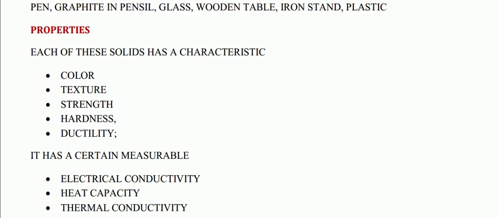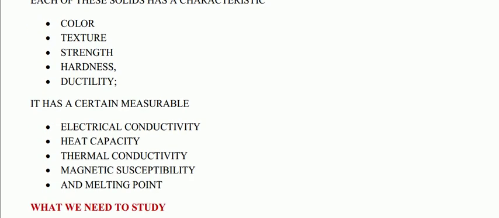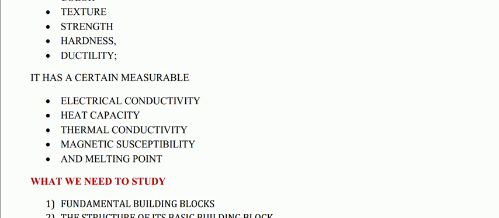You know that the property of these solids all differ in color. For example, a glass can be transparent but graphite is not transparent. Okay, so depending on the transparency and opaqueness, wood can be of brown color, and then rusted iron can be of red color. Similarly, color, texture, strength, hardness, ductility, all these things differ with the structure. And based on the structure, we also find that various objects have various electrical conductivity, various heat capacity, they have various melting points and many other properties.